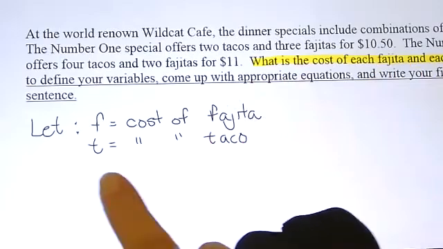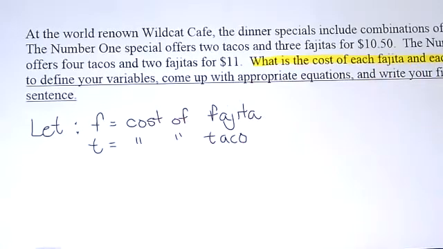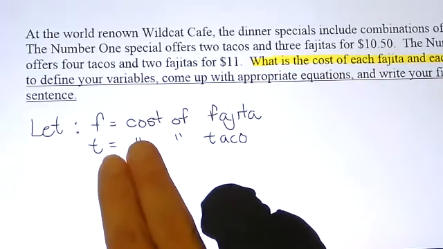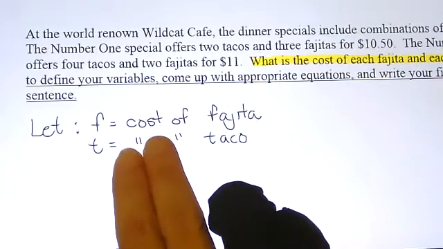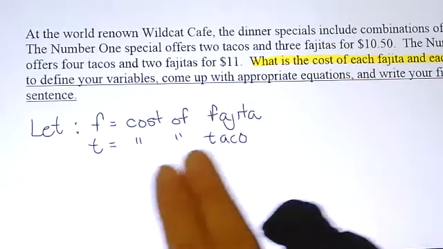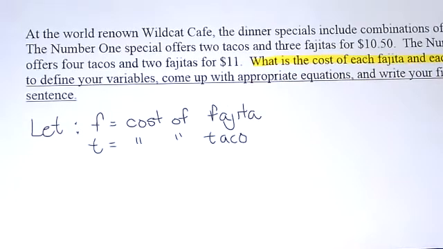So we need the cost of a fajita and the cost of a taco. And also keep in mind that when you're finding cost, cost is dollars and cents. Negative numbers don't make any sense for cost, but decimals are fine. You can have a cost of $1.25. So dollars and cents are fine here. So we can expect maybe some decimal answers here.